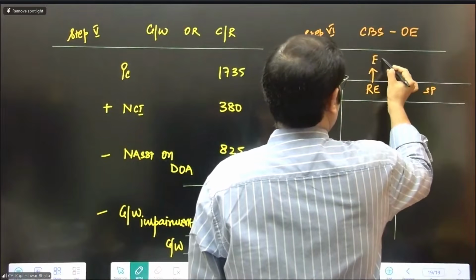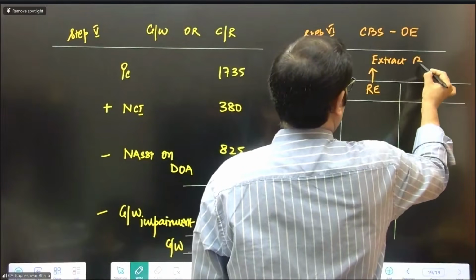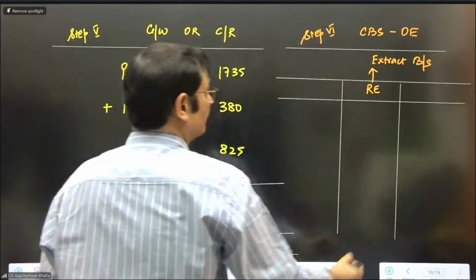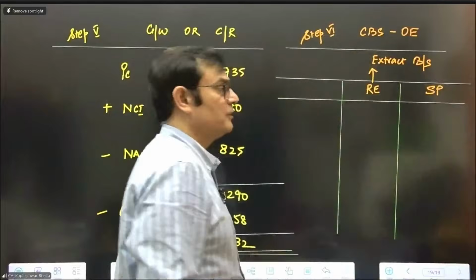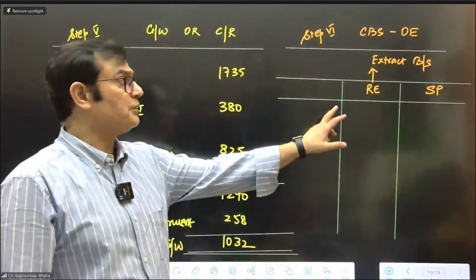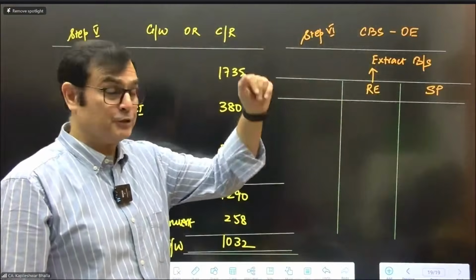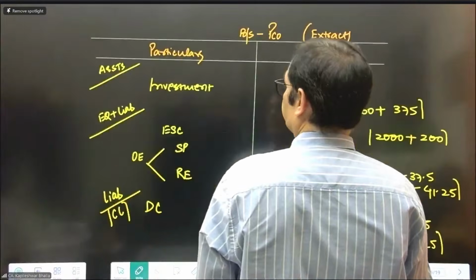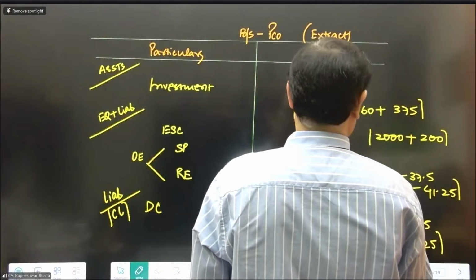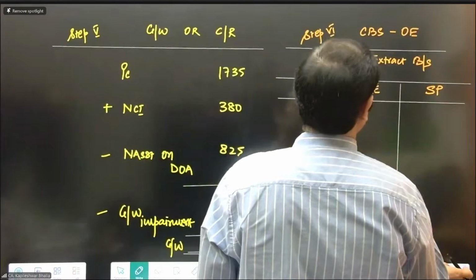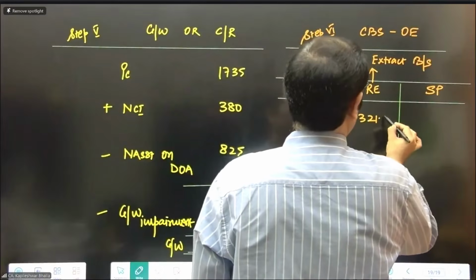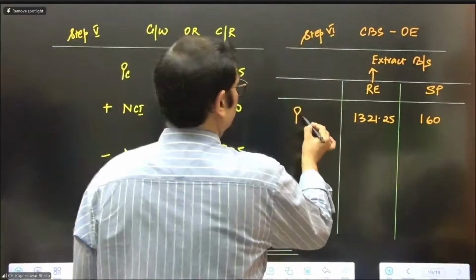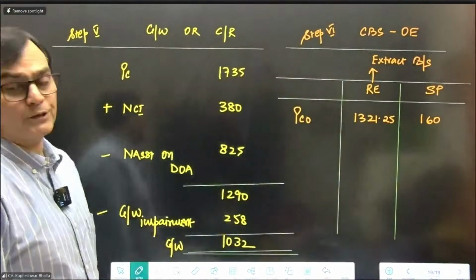For RE, it is good to pick up the information from the extract balance sheet, because as far as RE is concerned, you've already made some adjustments. So we are going to pick this not from the balance sheet of the parent, but from the extract balance sheet. Premium is 160. RE is 1321.25, and this is 160. This is the parent company's own RE and own premium.